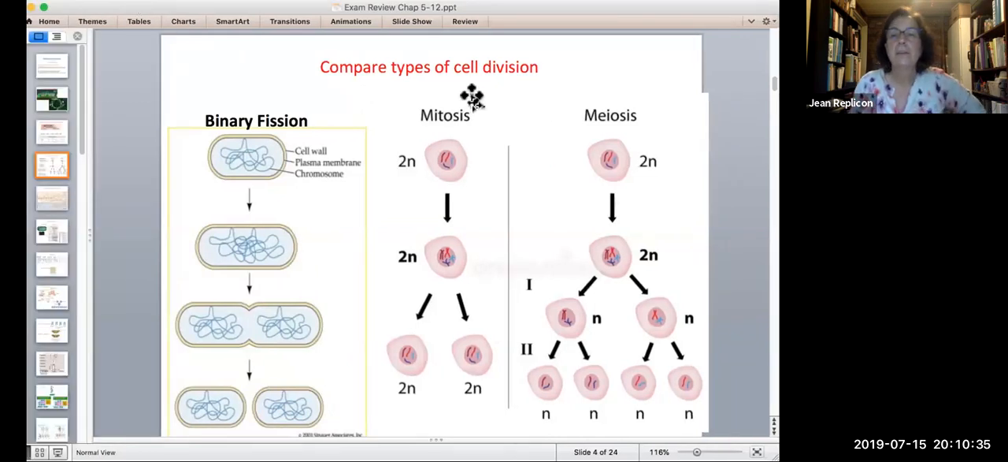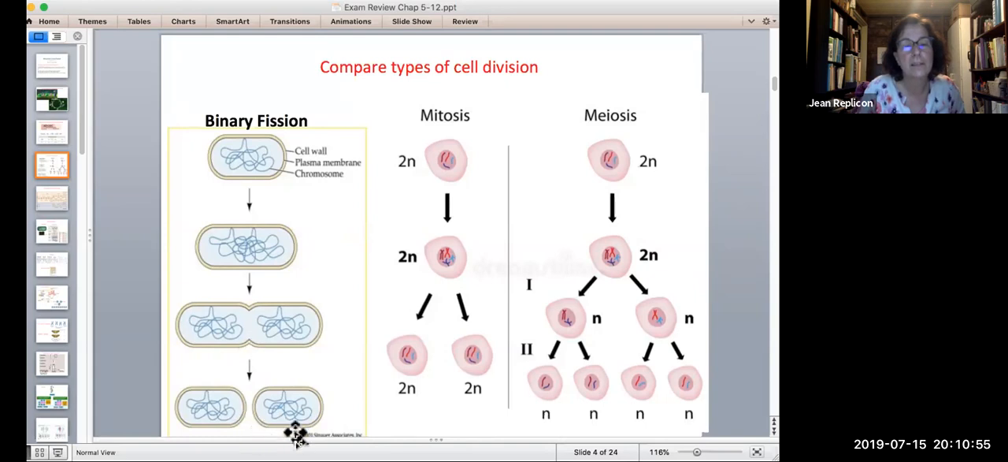Compare the different types of cell division. And so binary fission, that's the one that's carried out by prokaryotes. It's very simple. It doesn't have a lot of stages to it. It's basically the cell copies its DNA chromosome, it enlarges, and then it will split and divide into two.